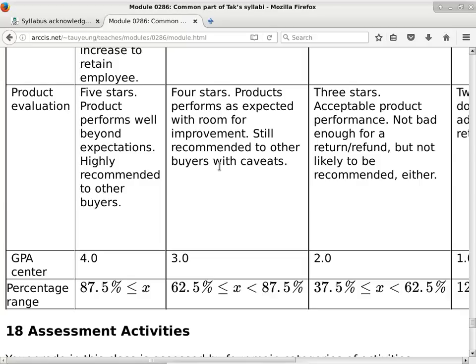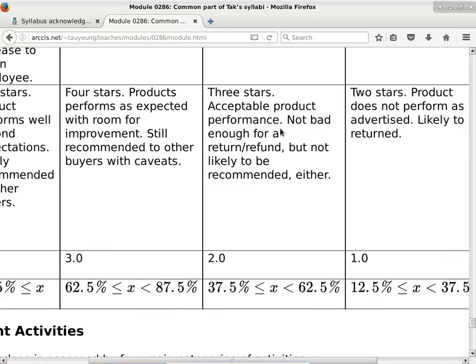A B product or 4-star product would be a good product. You will still recommend it to your friends, except, well, I can tell the manufacturer to improve these minor things, but otherwise it's still a good product. A C means it is acceptable, it's okay. I may not recommend it, but I'm not returning it either.